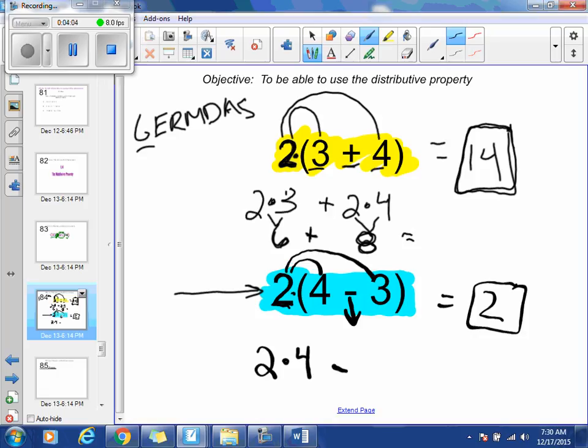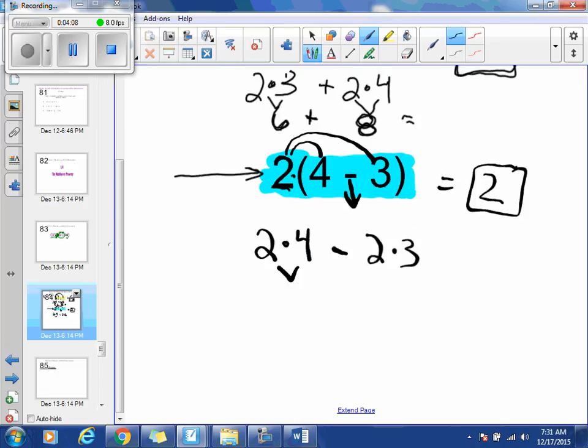Now we're going to take this 2 and multiply it by 3. We're going to distribute the 2 to the 3 also. All right, so 2 times 4 is 8. 2 times 3 is 6. 8 minus 6, oh, check that out, 2 again.